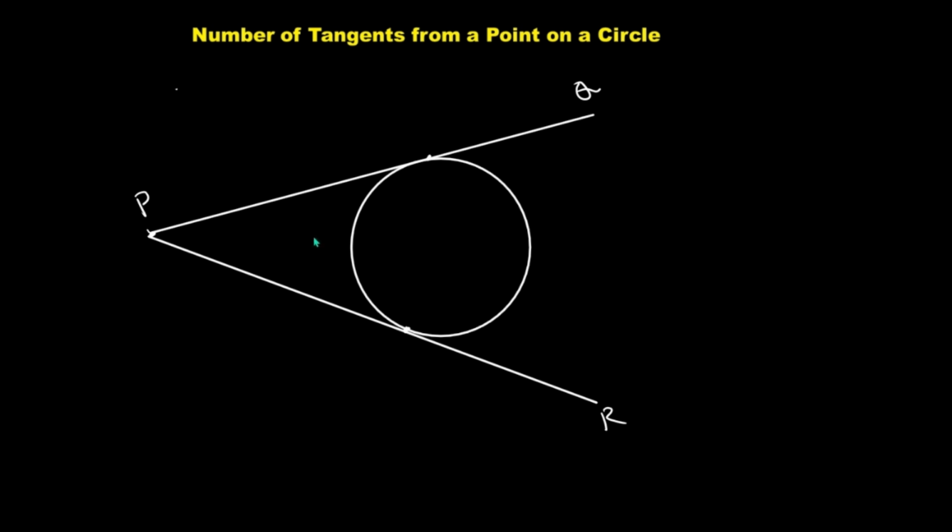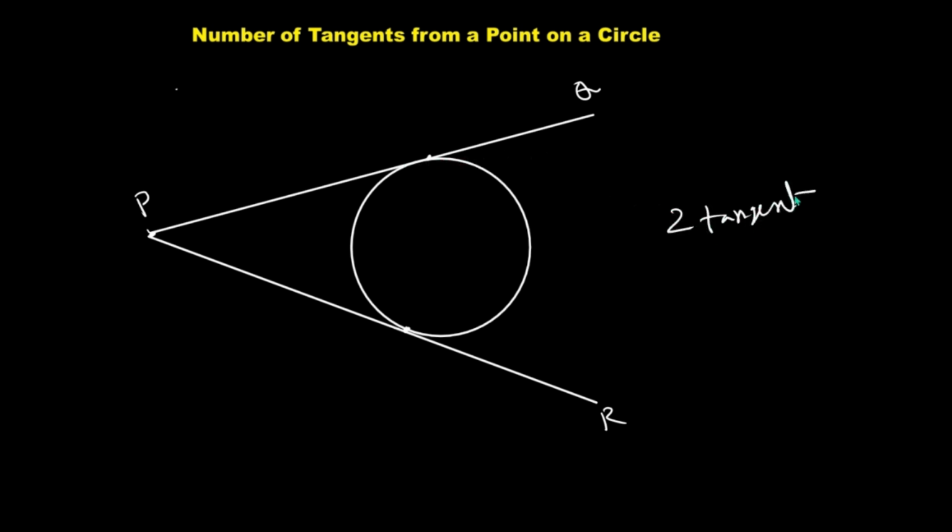We have seen 3 scenarios. One is inside the circle, where it forms a secant line, so there are no tangents. If the point is lying on the circle, then we can draw one tangent. And if the point is outside the circle, we can draw 2 tangents.